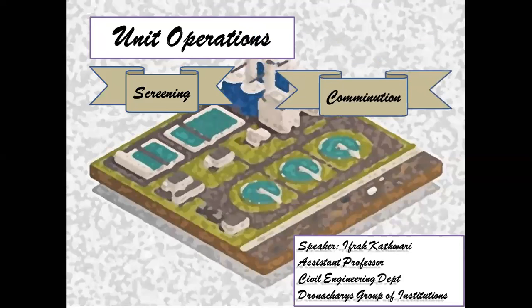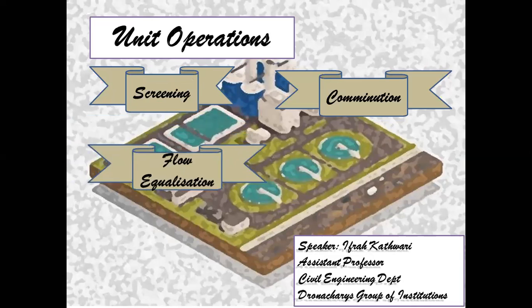Next is comminution. What we do in comminution is we break or grind the coarser solids into finer ones, which are later removed from wastewater. So comminution involves grinding, which again is a physical process.